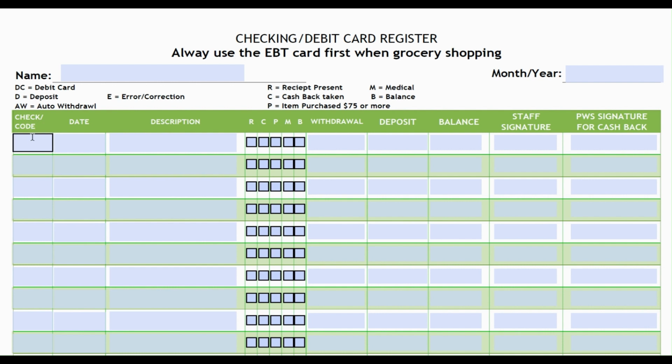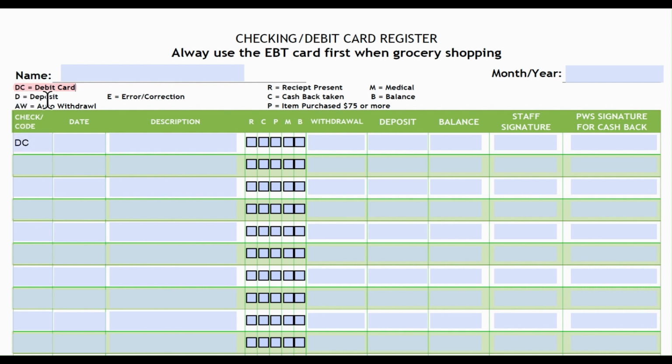So let's start with this check and code column. This is where you're going to write what method of payment. So if you paid with a check, you would put the check number in here, like 1007. But we have also other options. Most of the time nowadays, people are using debit cards. So for the debit card, we would be putting C in this column.